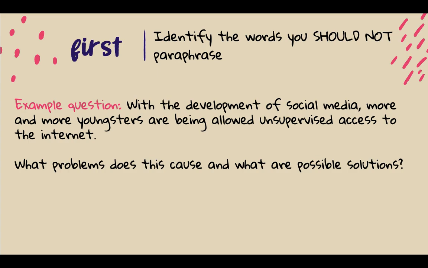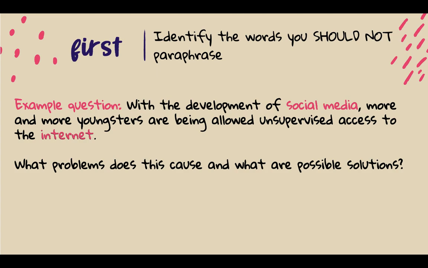It says, with the development of social media, more and more youngsters are being allowed unsupervised access to the internet. What problems does this cause and what are possible solutions? In my opinion, there are two phrases here that we should avoid paraphrasing. The first, social media, and the second is the internet. It is not necessary to paraphrase these phrases because they are names of things. It's going to be pretty difficult for us to think of alternatives without changing the meaning.